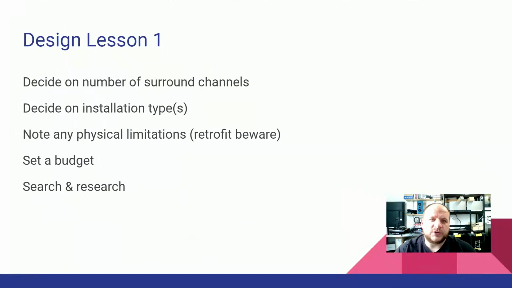So that leads us on to design lesson number 1 for you, and that's the beginnings of creating your audioscape. Let's call it that. So first of all, you have to decide on the number of surround channels. Generally for surround sound, the minimum you can have is 4 channels. So that's your front left and right, back left and right, or surround left and right. From there on up it goes 5, 7, 9, etc, etc.